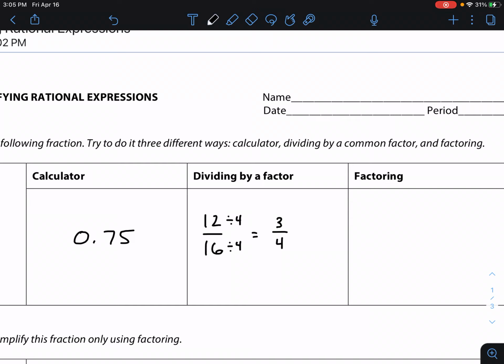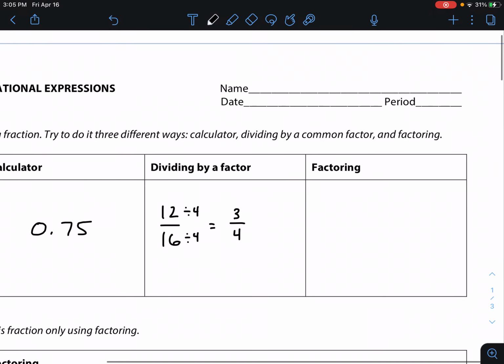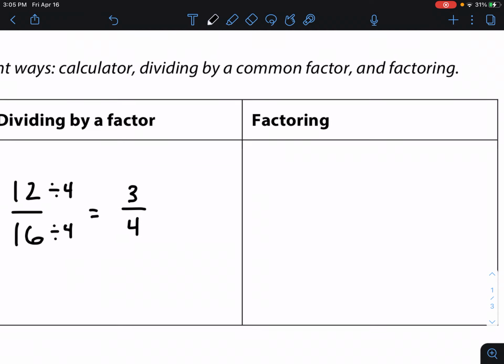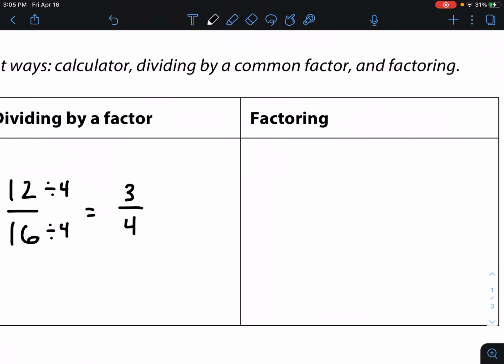And then the third way that we can simplify this fraction is by factoring. And factoring is going to be very similar to what we just did. However, when we factor, what we're going to do is change this fraction into multiplication that involves a common factor.